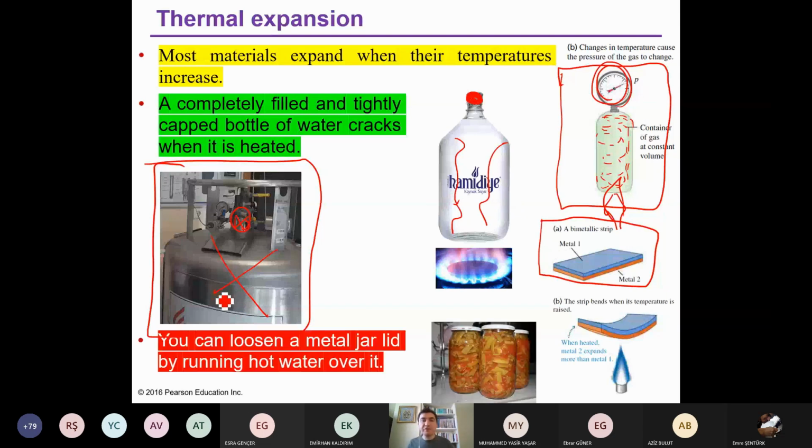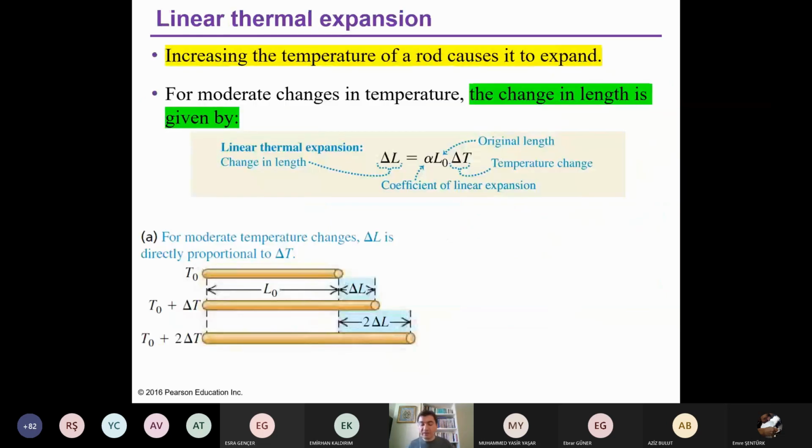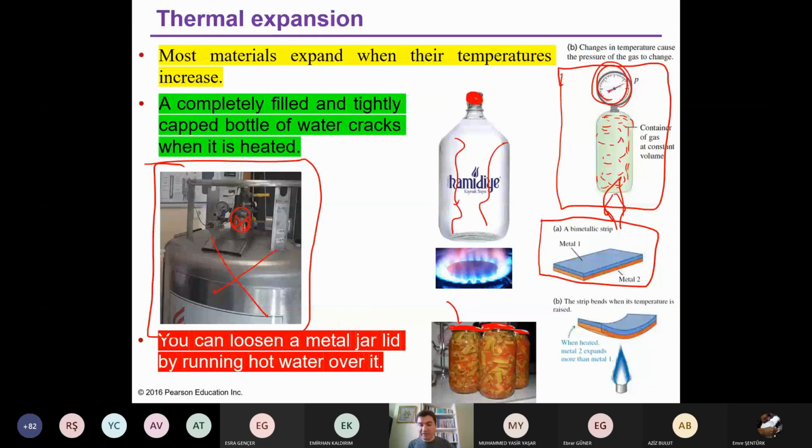And you can use this thermal expansion property to loosen a metal jar lid by running hot water over it. So let's consider that this white lid is very tight and you cannot open it. And if you drop hot water on this metal, then it will expand and you can easily open it. So there are many applications, but you must be very careful with thermal expansion in our real life in industry.